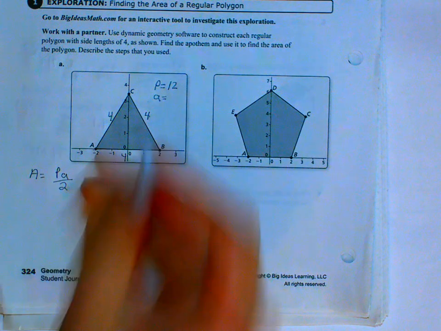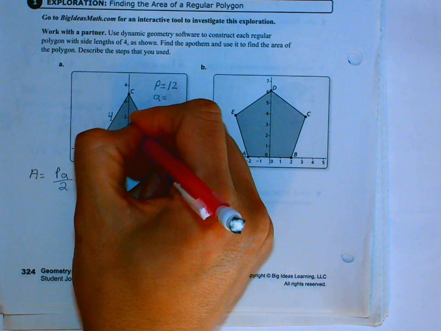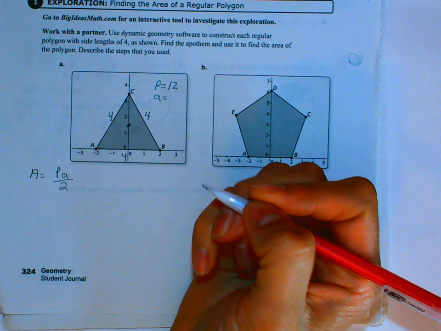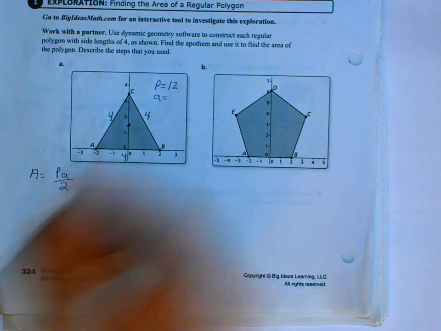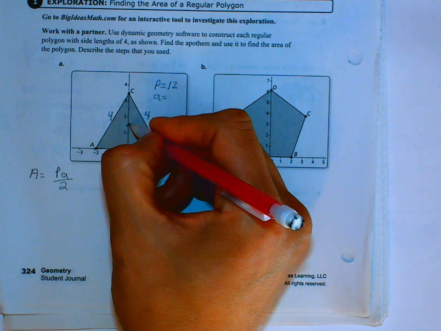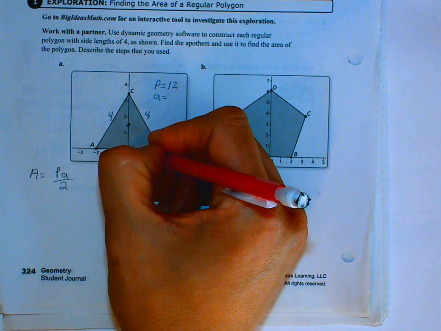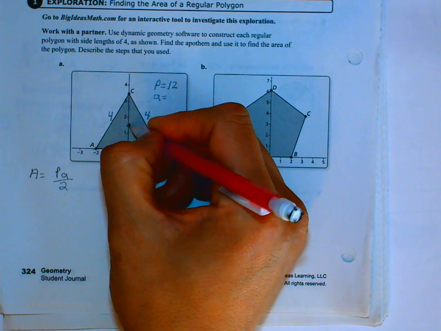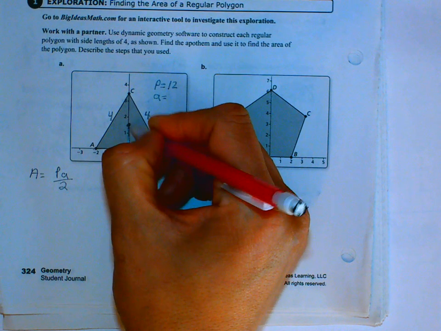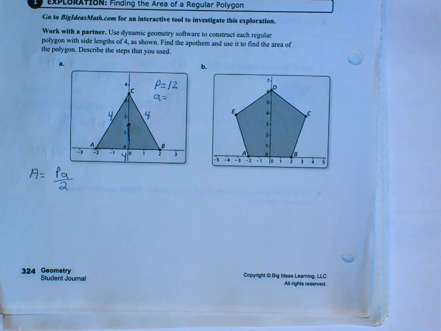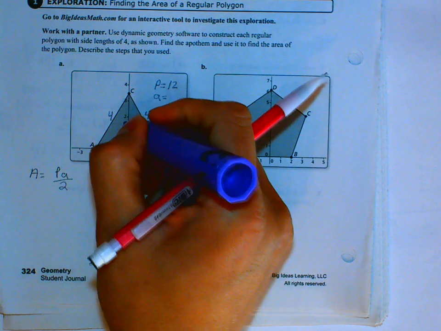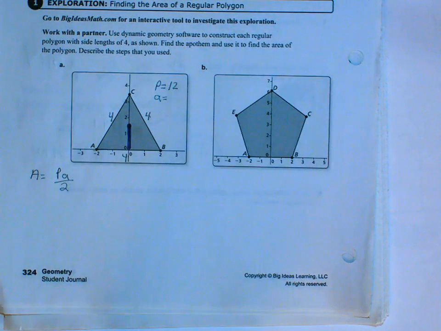Now, to know my apothem, I kind of have to eyeball where the center is going to be, and that's what I'm trying to find out. I'm trying to find out the distance from the center perpendicular to the side length. So I'm trying to find out what this is going to be. Okay, so I'm going to highlight it. What is that going to be?